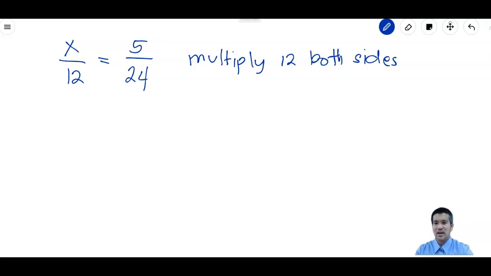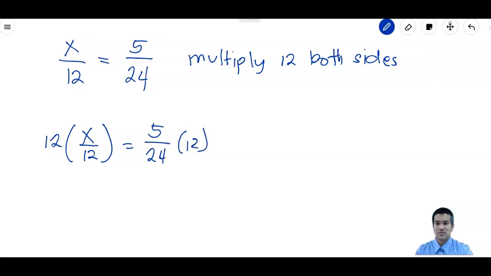So therefore we will have now 12 times x over 12 equal to 5 over 24 times 12. So therefore we will cancel this one out. 12 times x divided by 12 is equal to x. And this one we will cancel out, so therefore this one is 2. So the remaining value now is 5 over 2. So the value of x that we get is x equals 5 over 2.